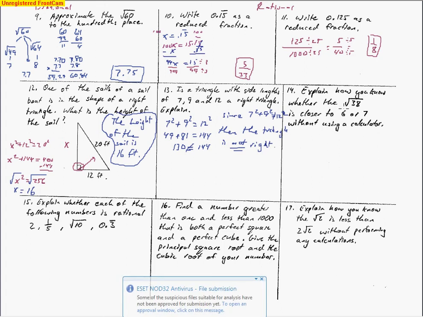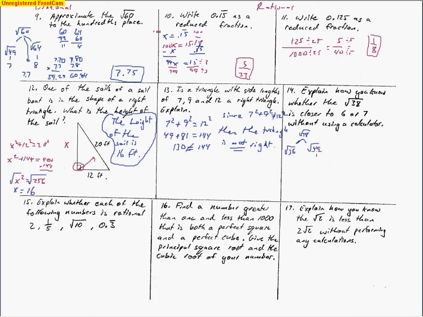Now we're supposed to figure out which one is it closer to, 6 or 7. Well, let's take the square root of 38. And we see that the square root of 36 is 6. The square root of 49 is 7. So you can see how much closer 38 is from 36. So I would say it's closer to 6.